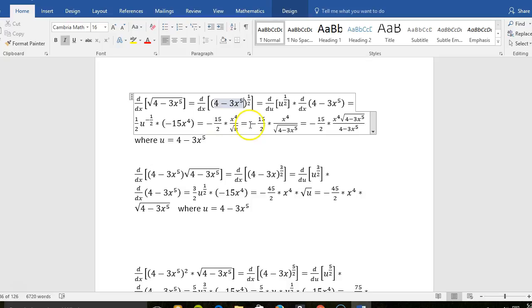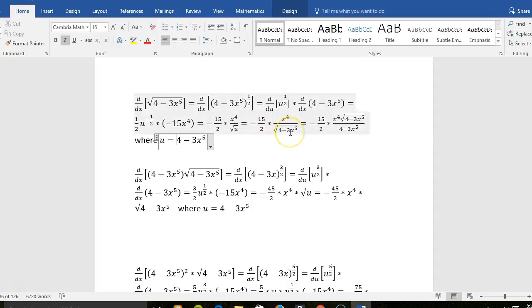Now, moving on, so it's negative 15 halves, x to the fourth over, now we have to be honest, you do have to replace u with what u is in terms of x. So we have to replace u with 4 minus 3x to the fifth, which is what it's been all along. So put it back in. You're just putting it back. U has served its purpose, and now we're getting it out of the way.